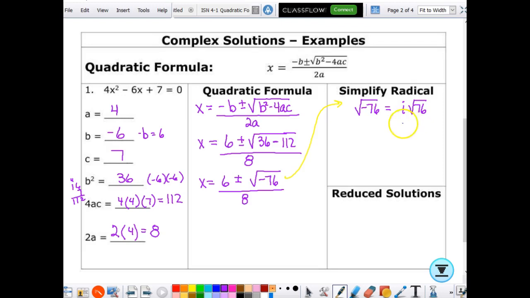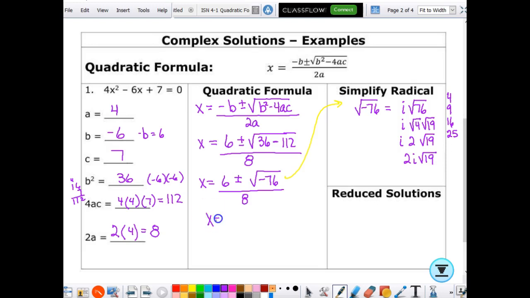Okay, now I just need to worry about 76. So 76, what will 76 divide by that's on the perfect square list? Almost a 25. If it were 75, it would divide by 25. So it's got to be one of these. I don't know anything that 76 divides by 9. So it's got to be a 4 or a 16. Oh, a 4, it's a 19, and 19 is a prime number, so I know 19 won't break down anymore and cause me any more trouble. So I have an i and a 2 and a 19. I'm going to write it just a little bit neater and make it 2i times the square root of 19.